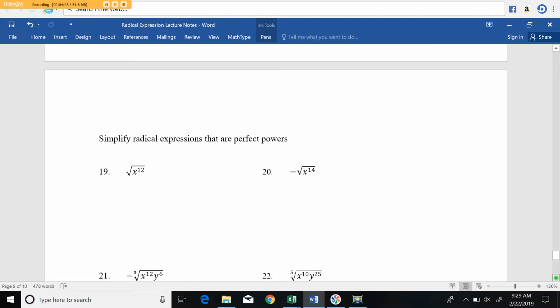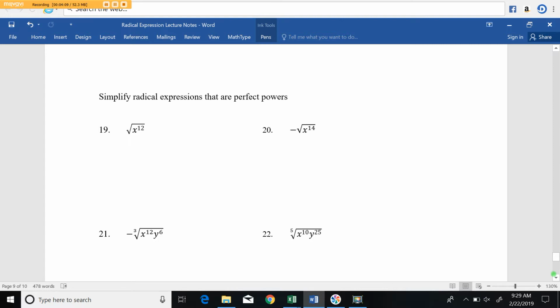All right, simplifying expressions that are perfect powers. There are a couple of ways to simplify this. This is the square root, so we could think of this as x to the 12/2, which is x to the 6th. We could also break this down into x squared times x squared times x squared times x squared times x squared times x squared, and square root all of those x squareds and get that.